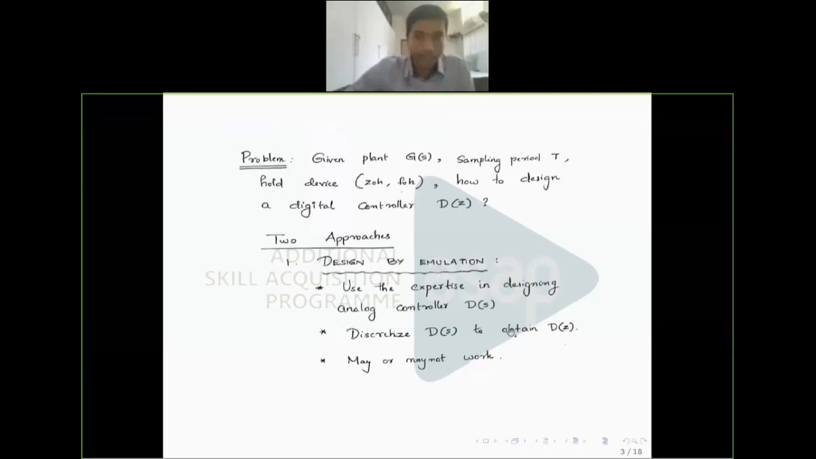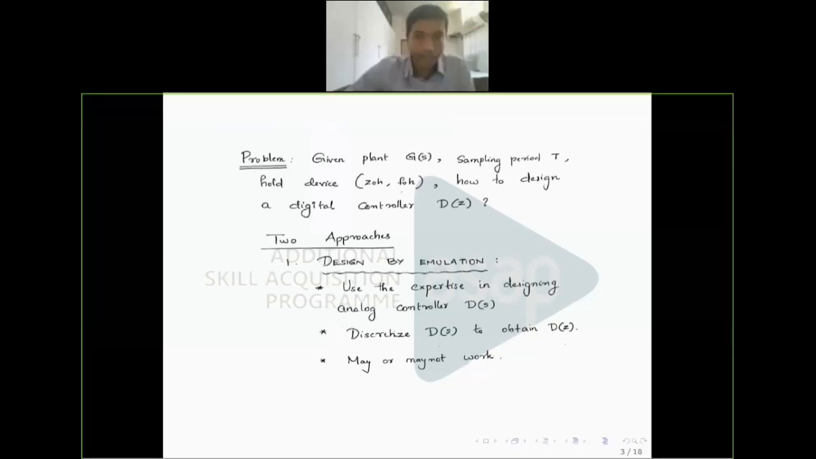So this is one approach, but this approach is not a standard approach because it may not work in all cases. Because if the sampling period is high, it's difficult to obtain a discrete equivalent of the continuous time controller. It cannot completely replace the continuous time controller if the sampling period is high. But if the sampling period is very low, that means we are sampling at very high speed, then sometimes this controller may work.